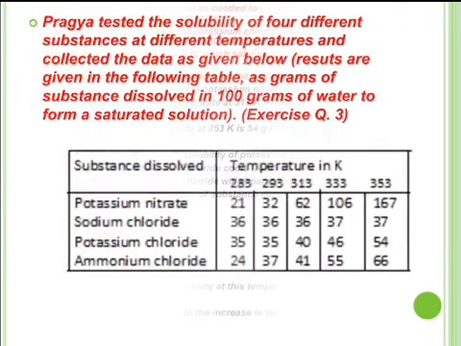Let us see the table once again. See, the solubility of potassium nitrate at 313 Kelvin is 62 grams in 100 grams of water. And now the amount of water is reduced from 100 grams to 50 grams. Now what would be the solubility of potassium nitrate in 50 grams of water at the same temperature, that is 313 Kelvin?